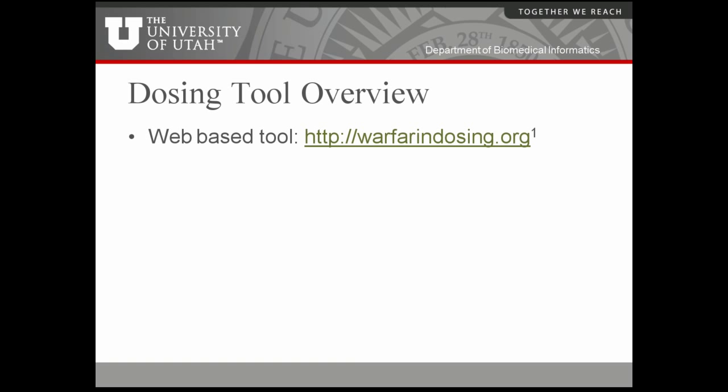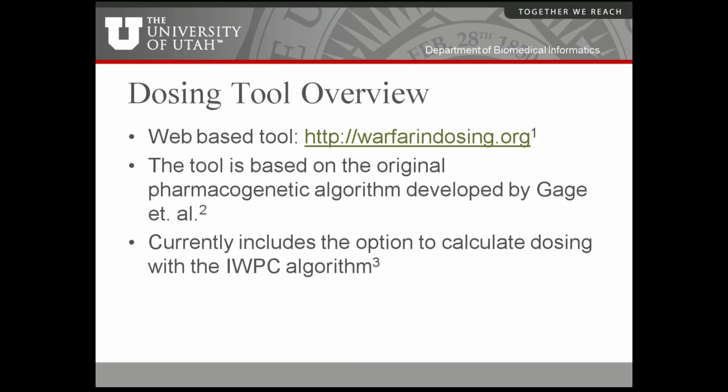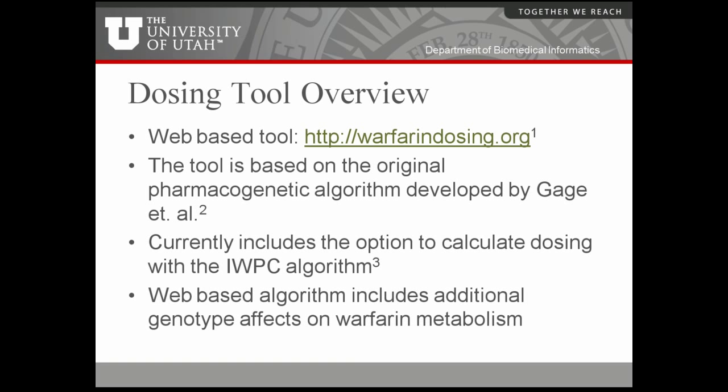So the dosing tool is a web-based tool located at warfarindosing.org. This tool is actually created by the authors of the paper, or the algorithm that Jonathan discussed. It was originally based on an algorithm developed by Gage et al. It's been refined by including the findings in the IWPC algorithm, and since then, actually, since that paper was published, they've included additional genotype effects on warfarin metabolism in the tool.